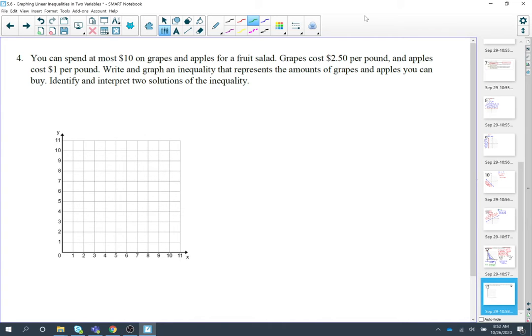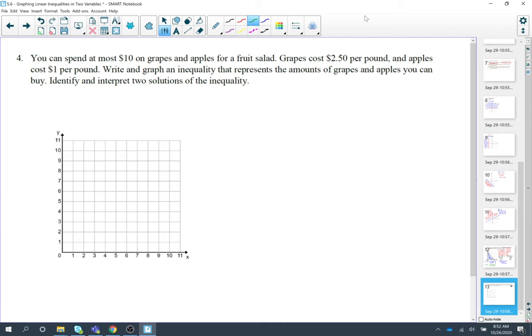Example 4. You can spend at most $10 on grapes and apples for fruit salad. Grapes cost $2.50 per pound and apples cost $1 per pound. Write and graph an inequality that represents the amounts of grapes and apples you can buy. Identify and interpret two solutions of the inequality.